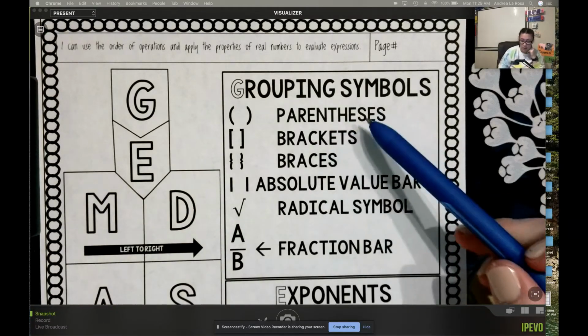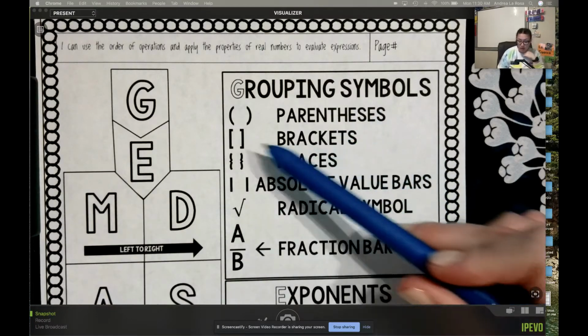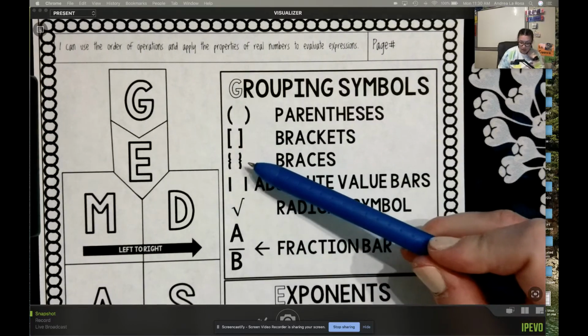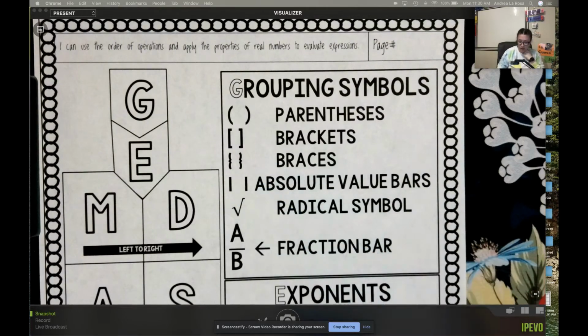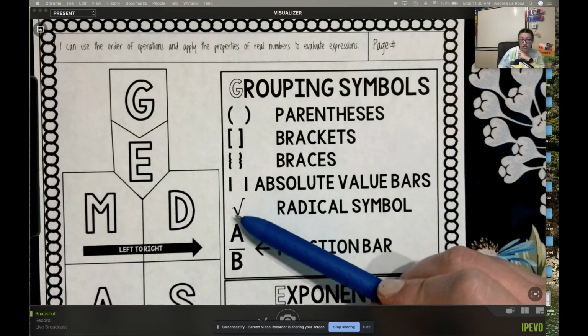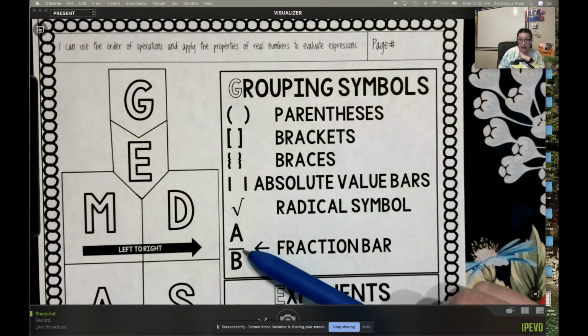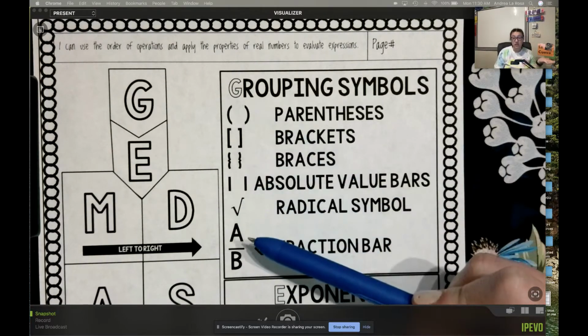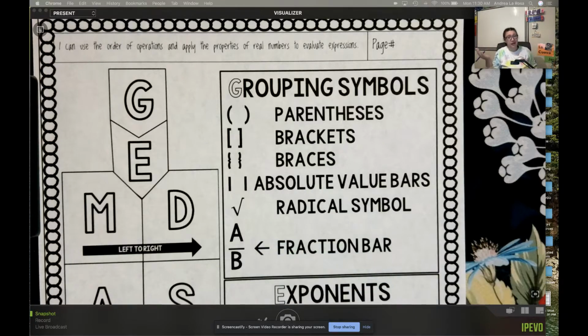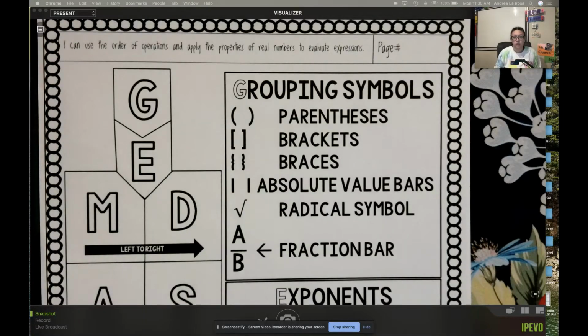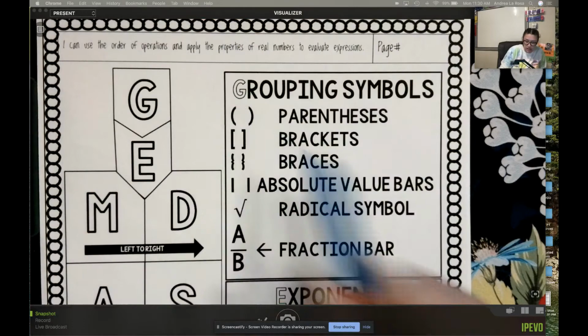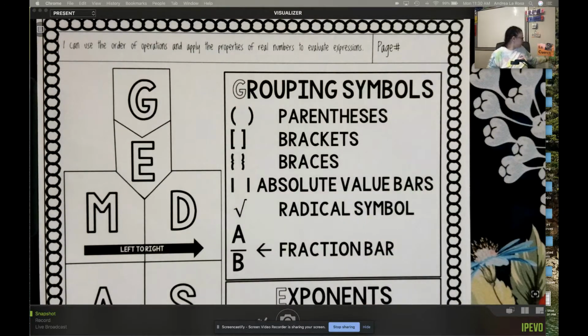We have parentheses, yes, but then we also have brackets, braces, absolute value bars, a radical or square root sign, and fraction bars. All of those are types of grouping symbols that I might forget if I only do PEMDAS and only think about parentheses. So we're going to use GEMDAS, where the G stands for grouping symbols.